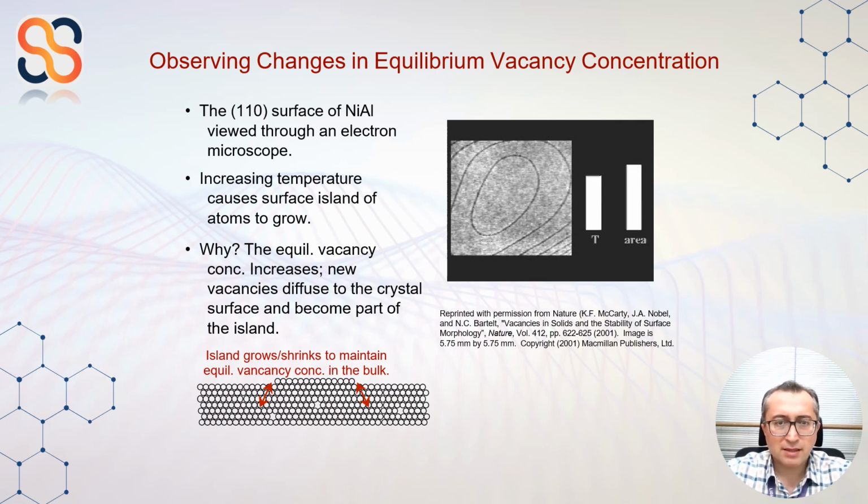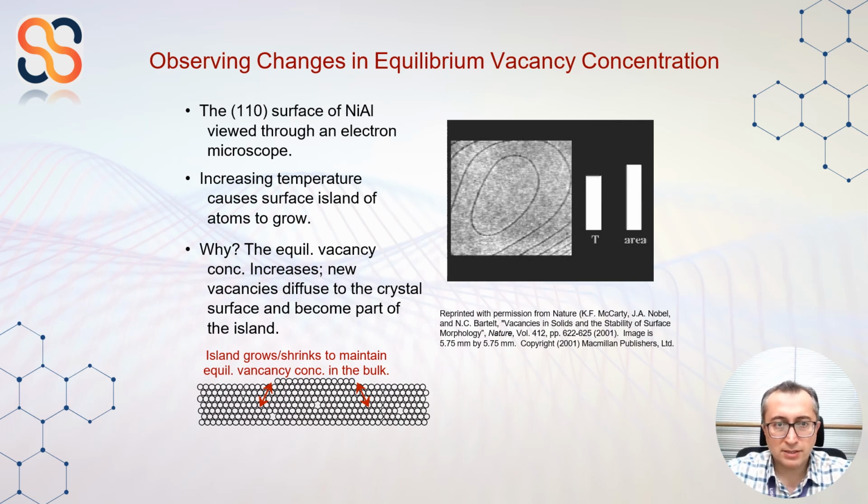When we look at the 110 surface of NiAl through an electron microscope, we can see fascinating changes as we increase the temperature. As the temperature rises, we notice that the surface islands of atoms start to grow. So, what is happening here? It all comes down to the increase in equilibrium vacancy concentration.